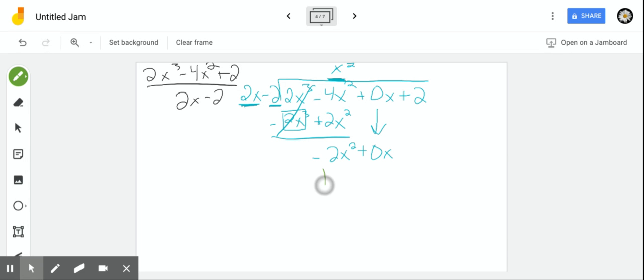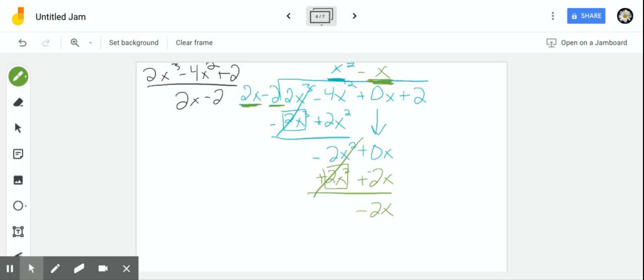All right, our next goal is to get negative 2x squared. So we're thinking what times 2x will give us negative 2x squared. And I think we need a negative x. So negative x times 2x is negative 2x squared. Negative x times negative 2 is positive 2x. Draw the line and change the signs. So negative 2x squared and positive 2x squared cancel. And then you have 0x plus negative 2x, which is negative 2x.